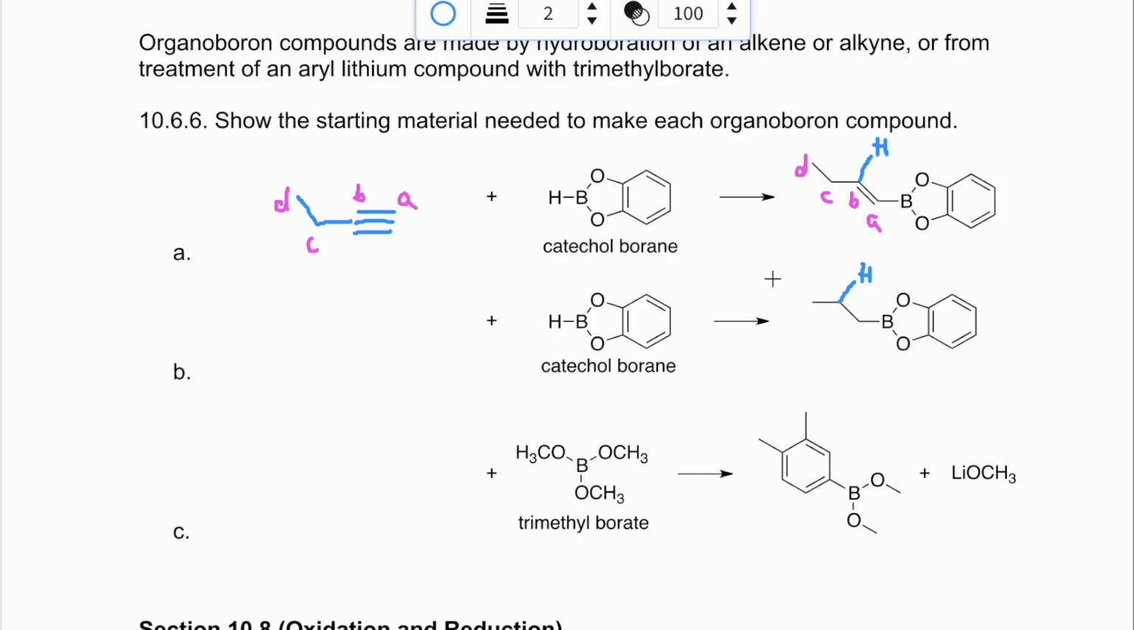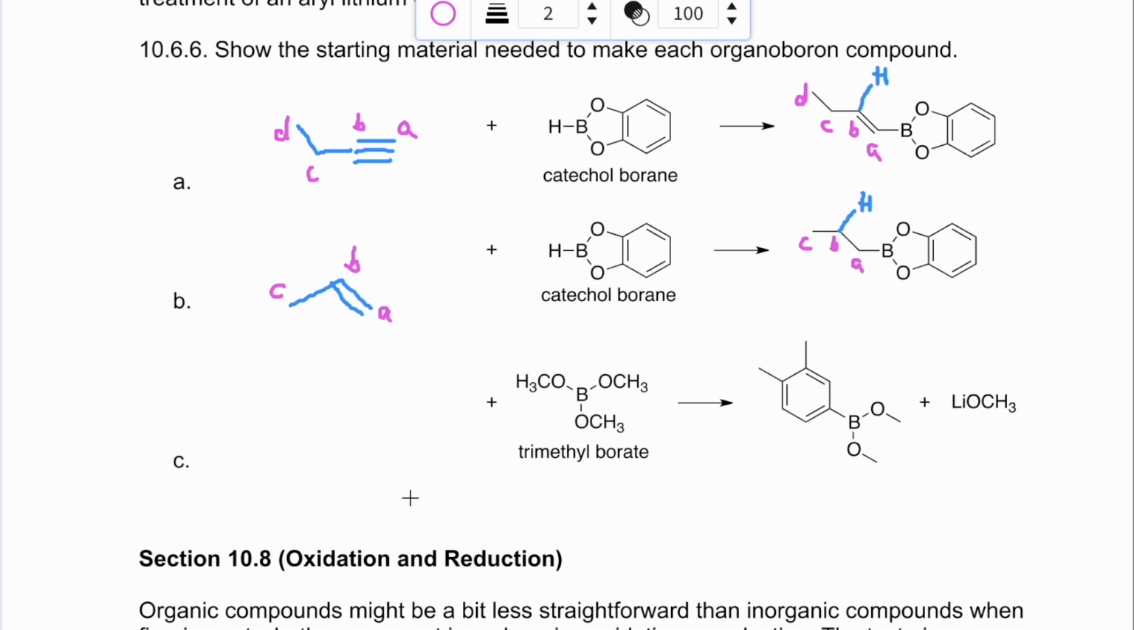This particular boron reagent would have come from a 3-carbon alkene. So if we had propene and then boron added to carbon A and a hydrogen added to carbon B, that would result in this alkyl borane that could be used in the coupling. You can't get a boron onto a benzene ring by doing a hydroboration. That is not the way it would be made.